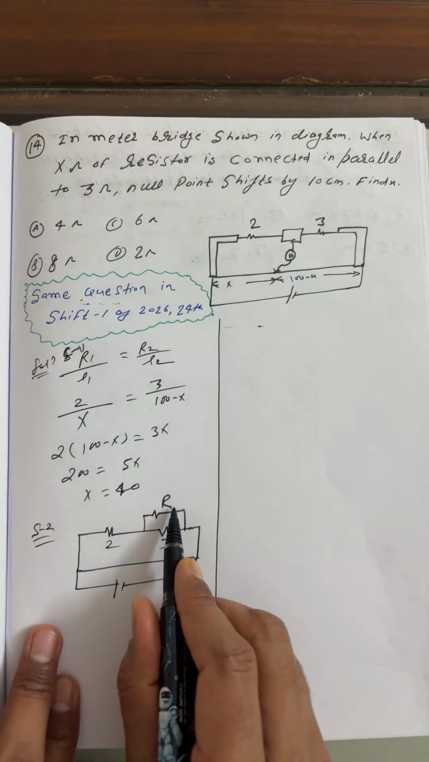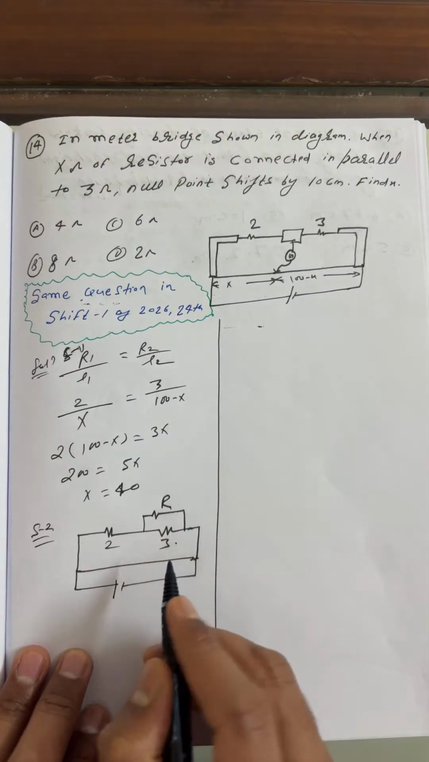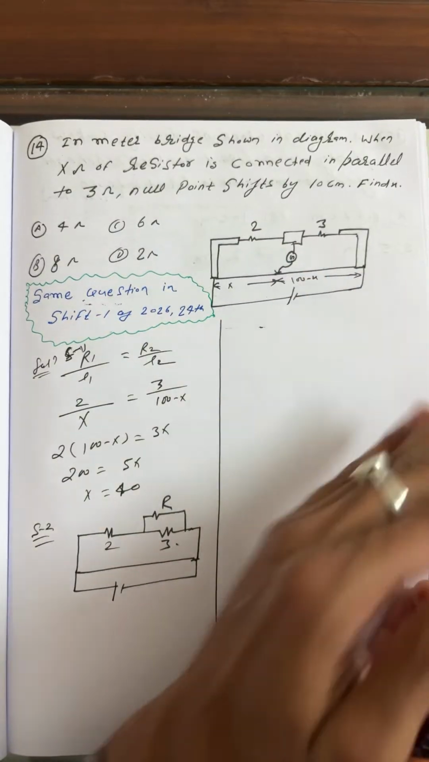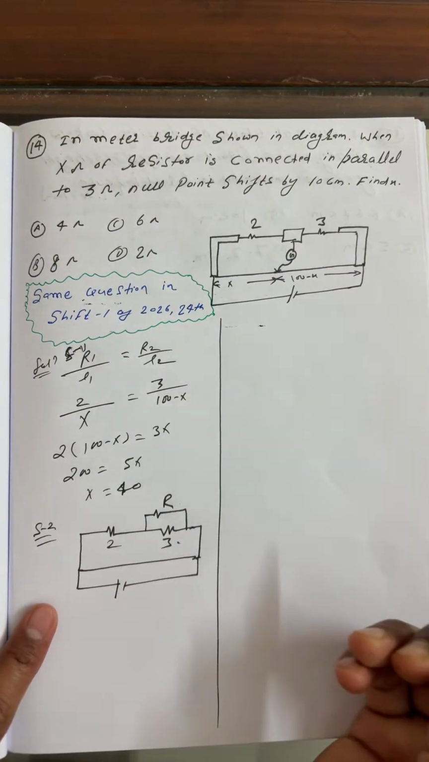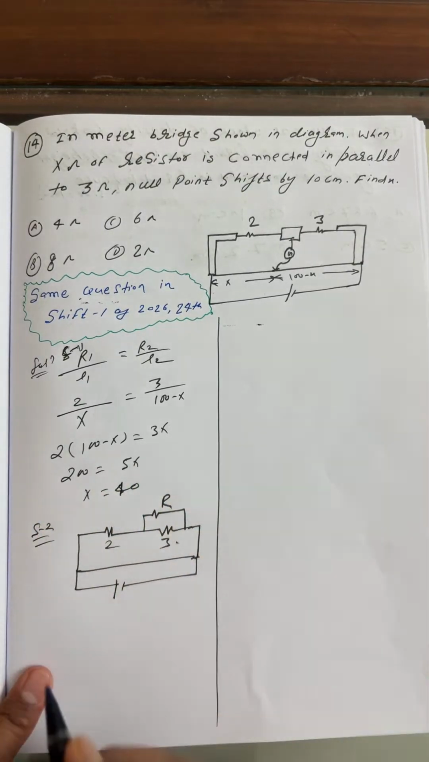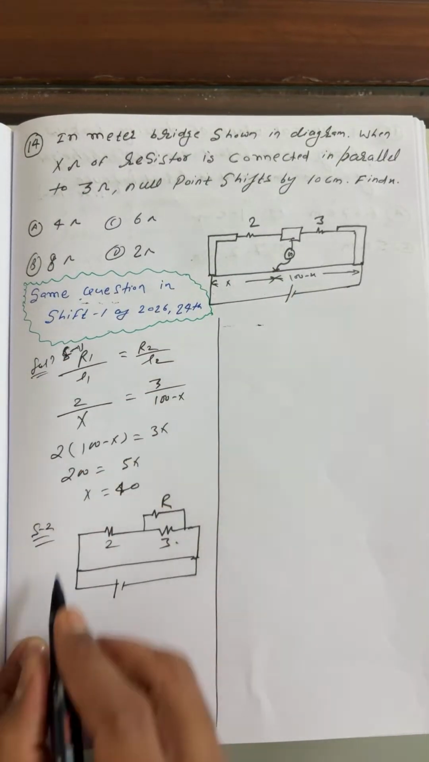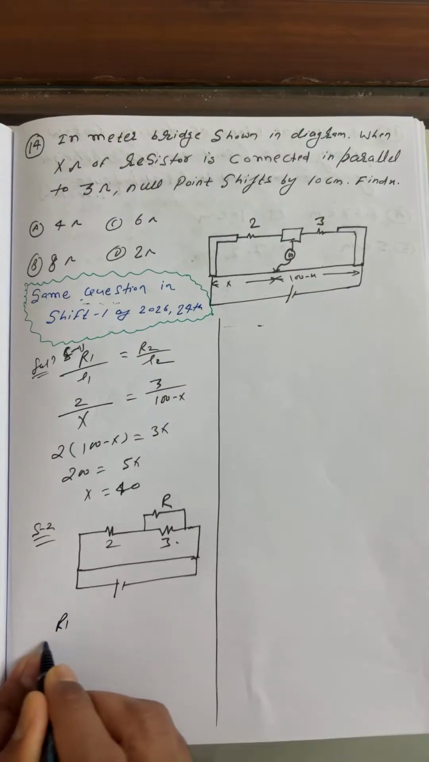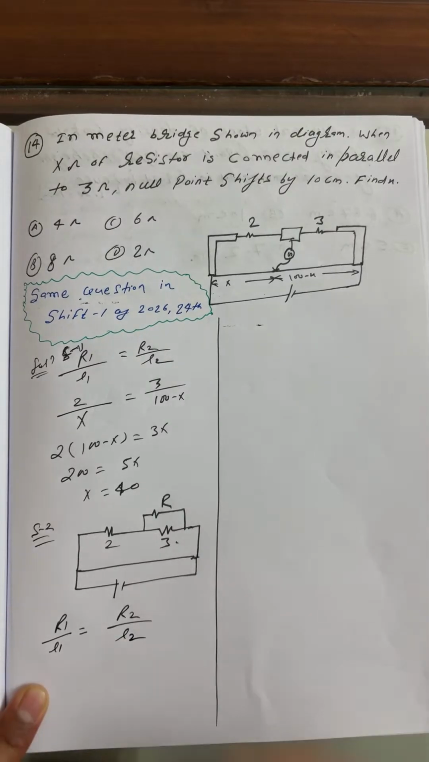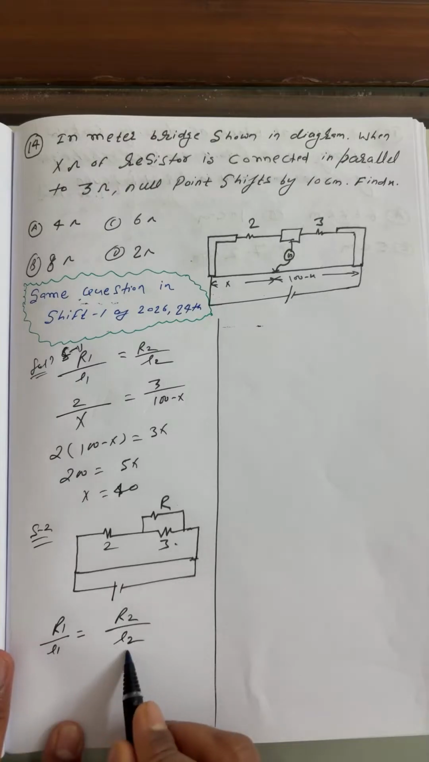Now, what's in the question? If you connect R in parallel to this, then the null point will shift towards the right. Then we have to find the value of R. It's a pretty easy question, students. I already said this question came yesterday in the second shift as well. Just apply the same formula which you applied previously: R1 upon L1 is equal to R2 upon L2. Simple. Now R1 upon L1, so R2 upon L2.